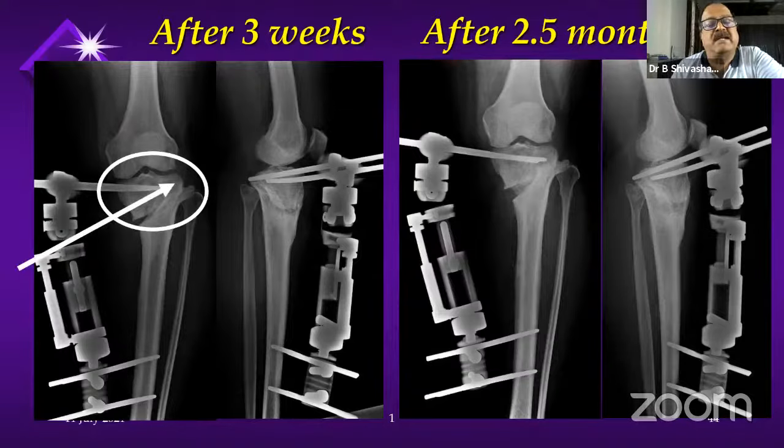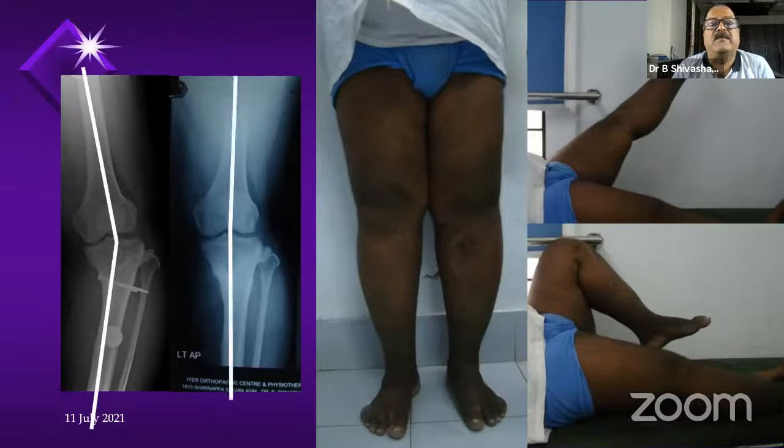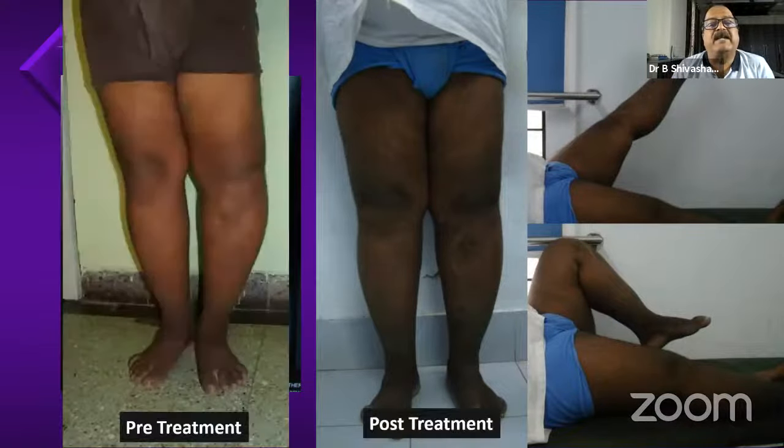So that's the reason why I always say you can get the facts from Google, but you can get the Gnan only from my guru. This Gnan I got from my guru, Mangal Parihar. And in this patient, I had to change the rod and finally I got a good outcome. This is the clinical picture, pre-treatment and post-treatment.